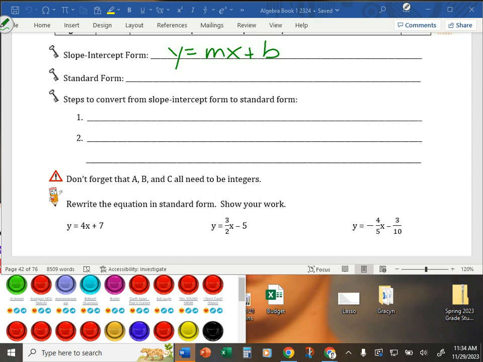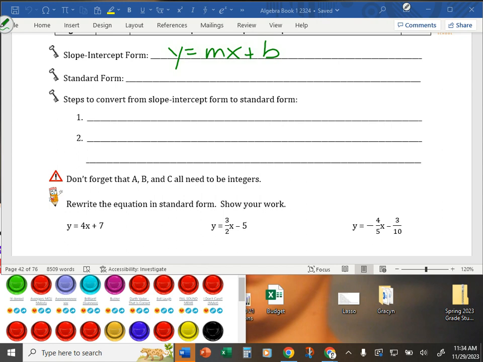And remember, we talked about what that is. It is the parent form, or the most common form for a linear function. It's easy to graph, basically, because it gives you the y-intercept. That's where you begin, right? And it gives you the slope for how you move. Another way to write a linear equation is called standard form.